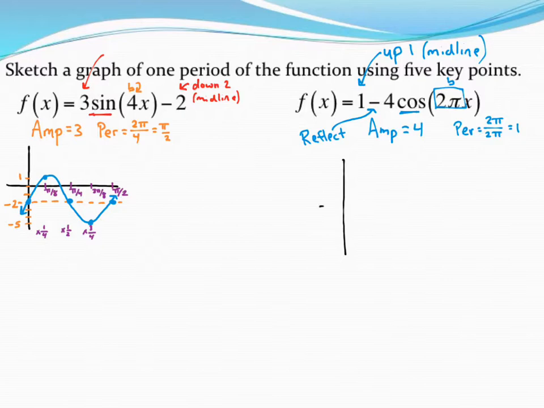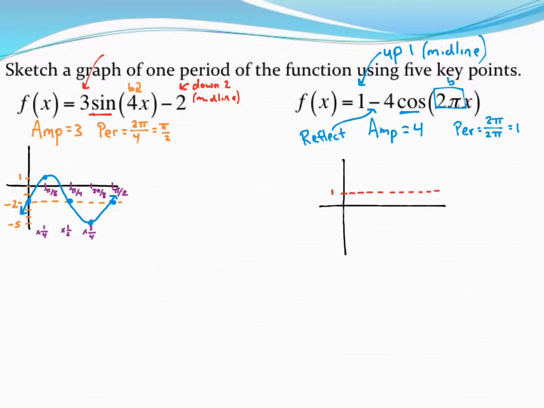So I'll start with my typical looking graph, just like so. But the first thing I want to add to that is where the midline is. Well, this time we said everything had been moved up 1. So my midline is now located at 1. And I'll include a dashed line to show where that is located.